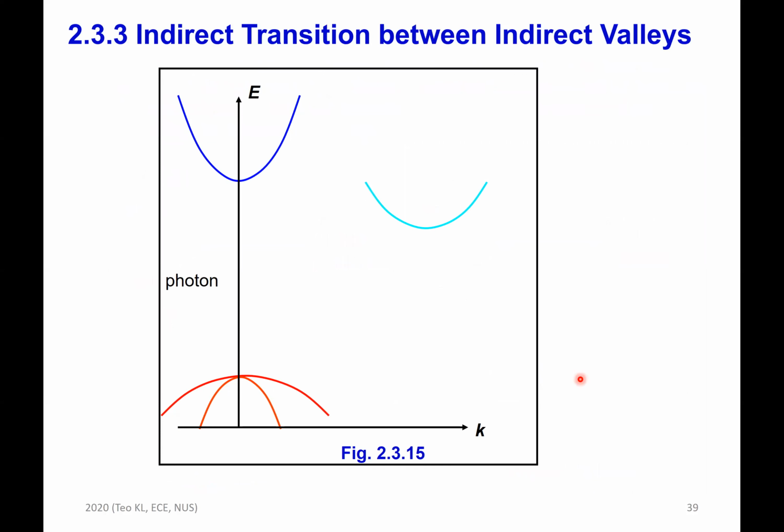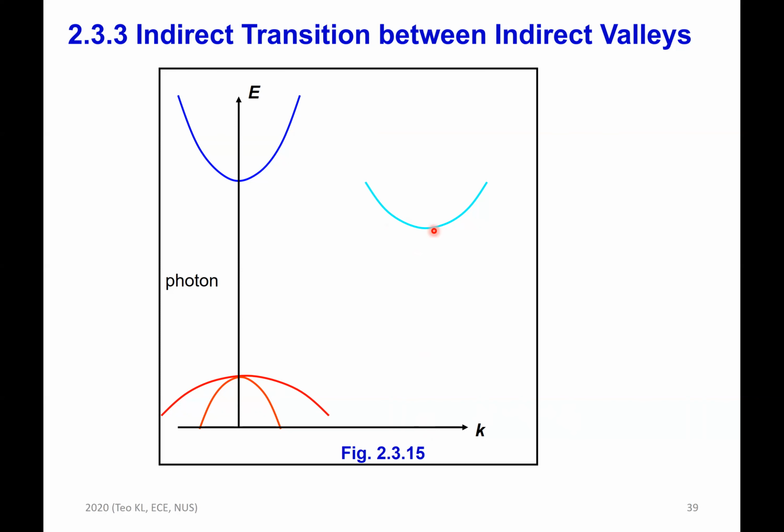Now, with that, we can study the indirect transition between indirect valleys because such a transition will need to involve phonon energy. Let us look at this band diagram. Energy as a function of K, and this is the top of the valence band, and the minimum of the conduction band, let's say, occurs at some point of K. For example, in germanium, it will occur at the 111 value.